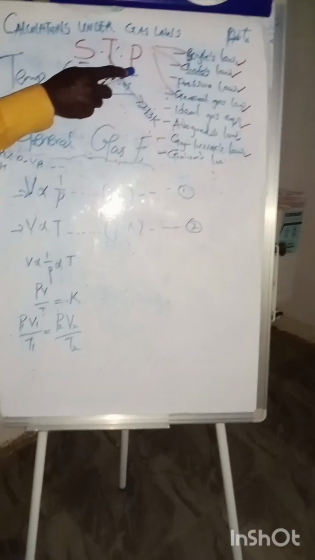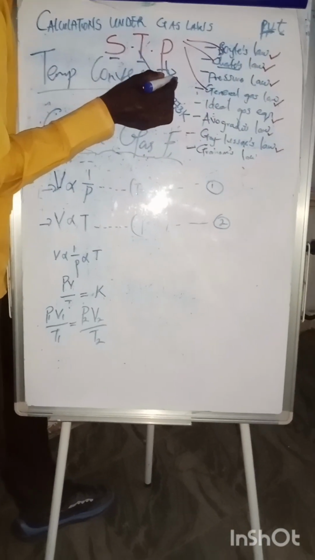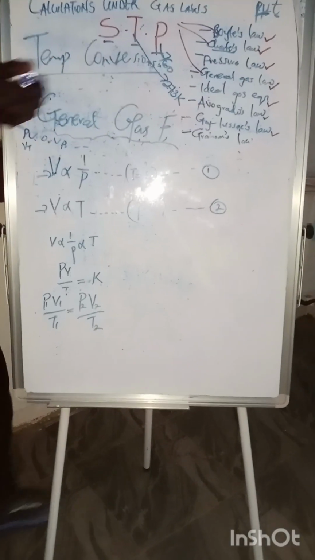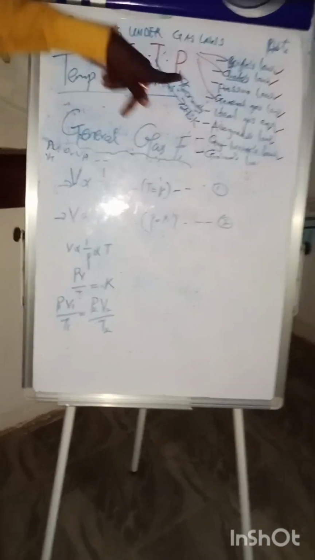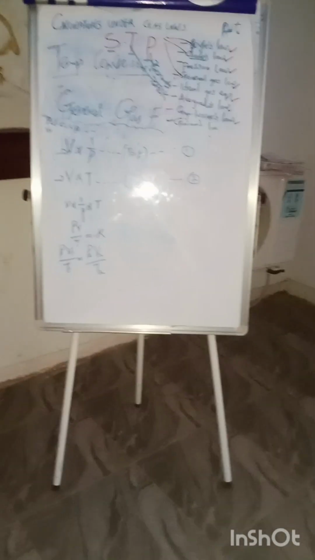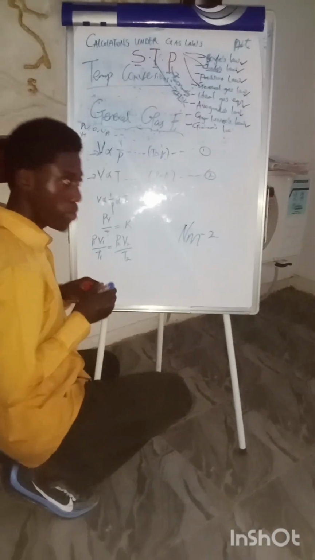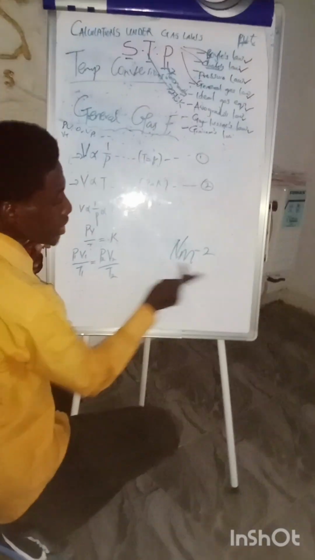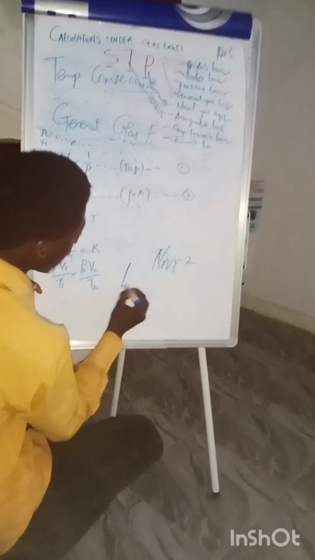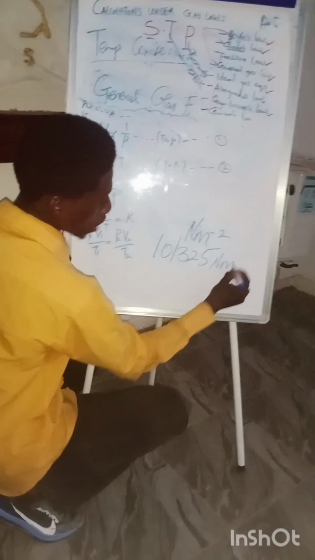Then your P is what? Your P is 760, but this 760 is in millimeter mercury. But inside that question, if your pressure is not in millimeter mercury, maybe it is in Newton per meter square, please, the standard value for the pressure in Newton per meter square is 101,325 Newton per meter square.